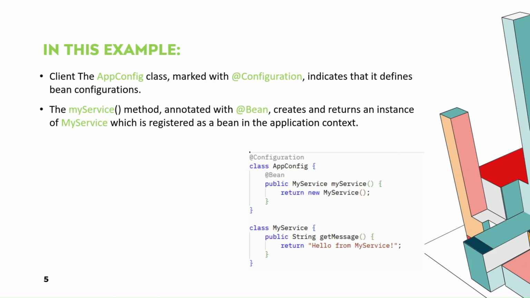Same thing I explained. AppConfig is a class and MyService is another class, and we need to put @Configuration on top of the class which has beans. The methods which are returning objects can be configured as @Bean.